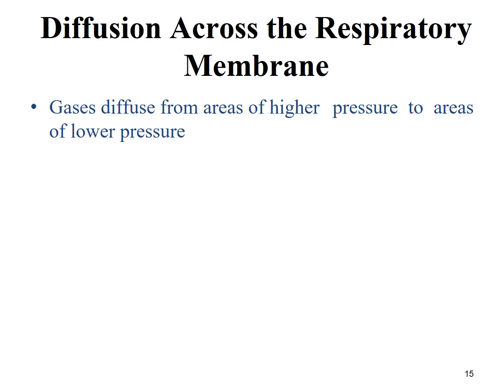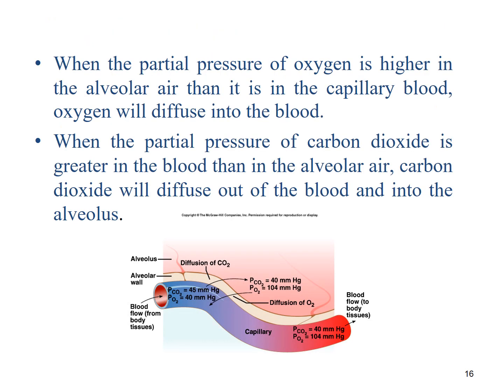Gases will diffuse from areas of higher pressure to areas of lower pressure. When the partial pressure of oxygen is higher in the air and the alveoli than in the capillary blood, the oxygen will diffuse into the blood. When the partial pressure of carbon dioxide is greater in the blood than the alveolar air, carbon dioxide will diffuse out of the blood and into the alveolus. You do not need to worry about any of the numbers involved in the partial pressure.